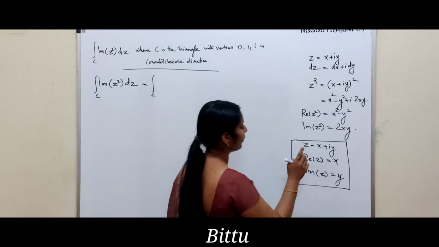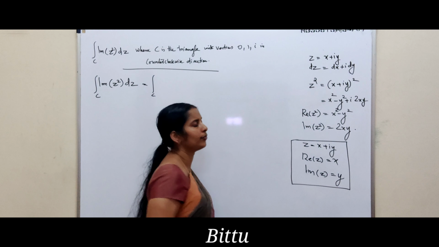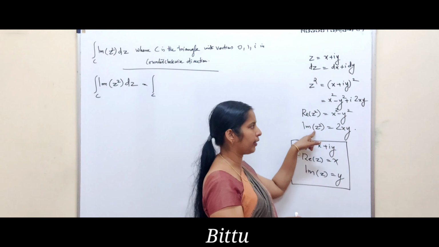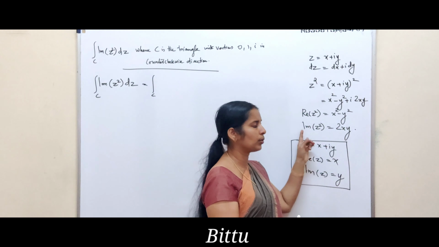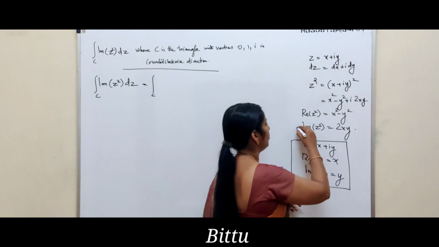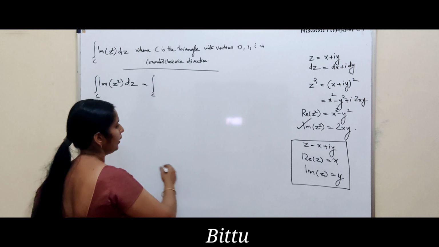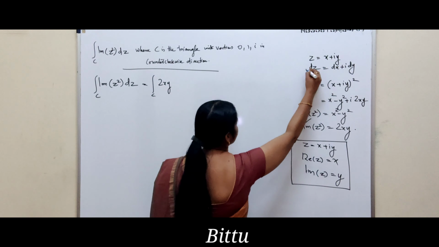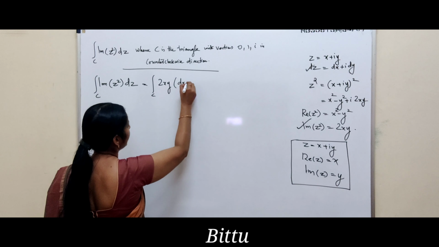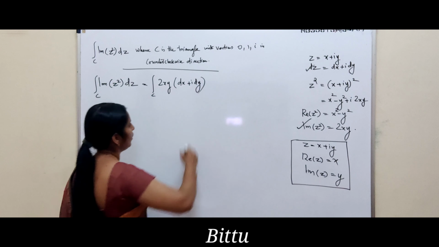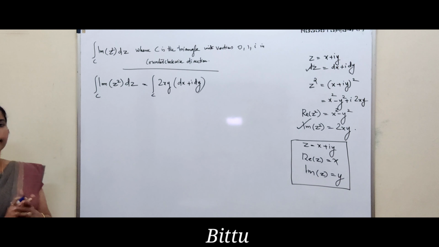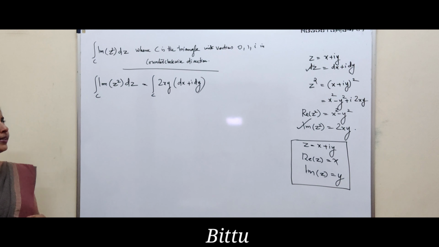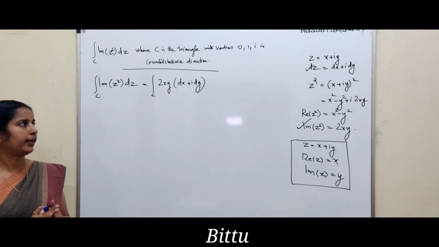So see, here we have to find imaginary part of z square. So first you write what is z square. Then you take its imaginary part, which is the coefficient of i, that is 2xy. So imaginary part of z square is 2xy. So here, integral over C, 2xy. What is dz? dz is dx plus i dy. We have to evaluate along C. What is C? C is the triangle with vertices 0, 1, i.